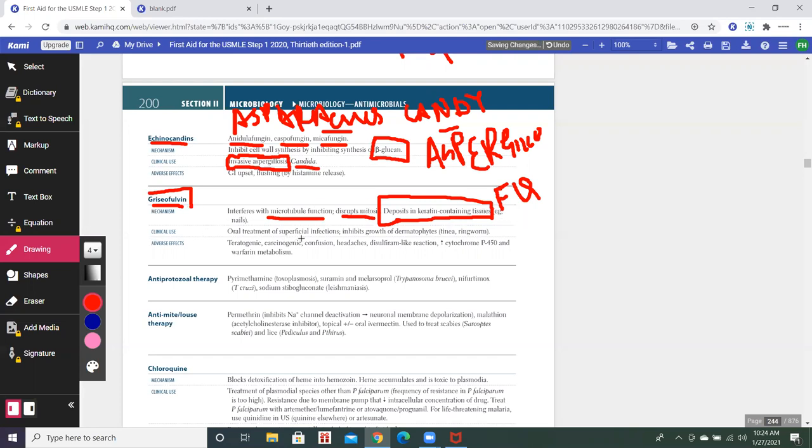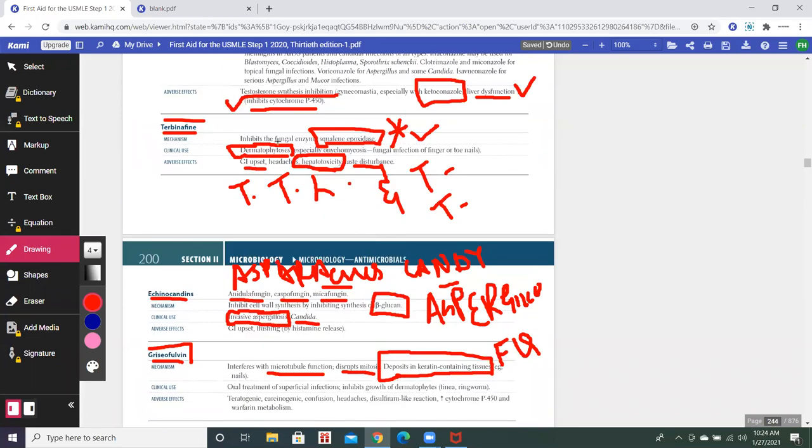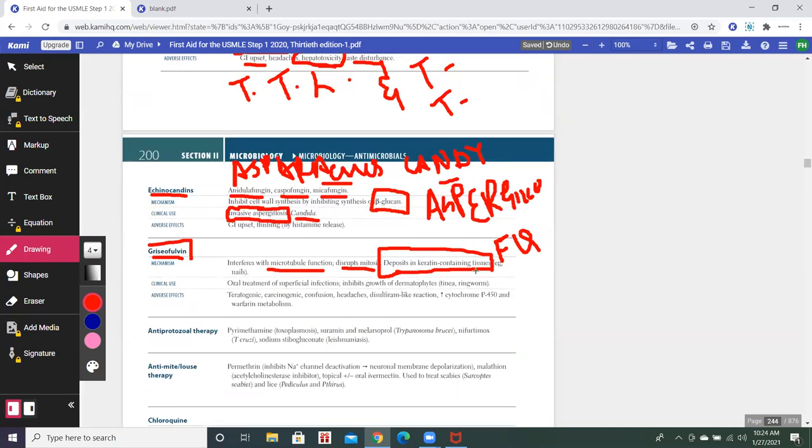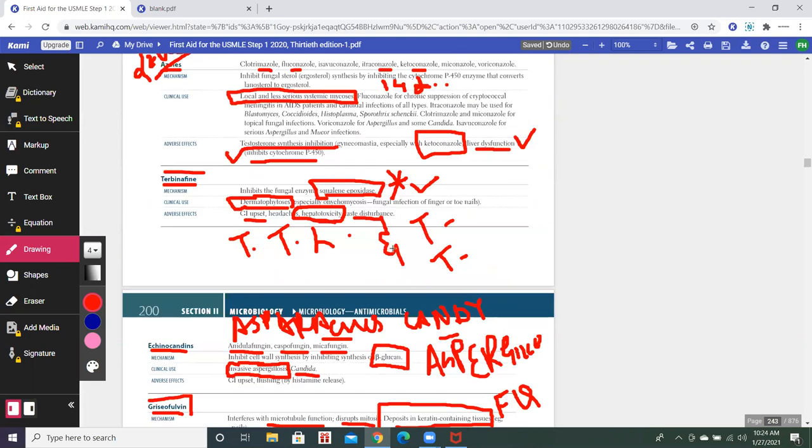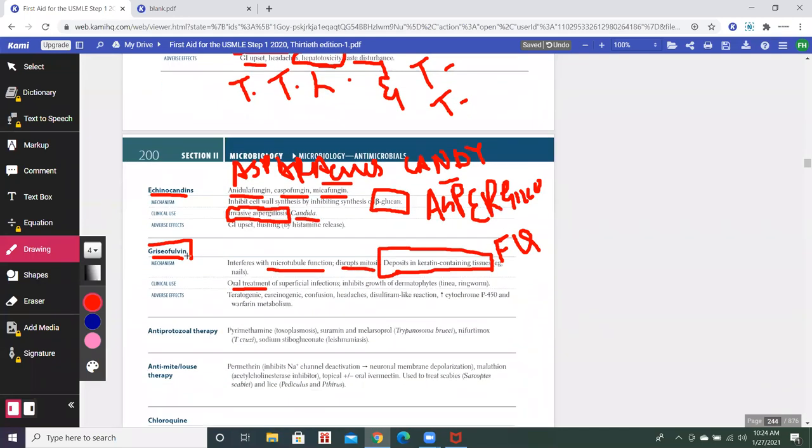Clinical use-wise, it's used to treat superficial infection. It's used to treat dermatophytes. Okay, we read how terbinafine was used for dermatophytes and Griseofulvin was also used for dermatophytes. So that's that. And the thing is, this one is an oral treatment. Okay, these ones, they are mostly used as a form of a topical ointment sort of a thing. Okay, now these ones are more oral.